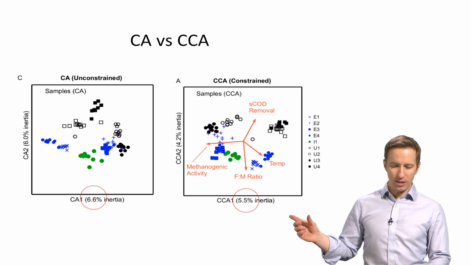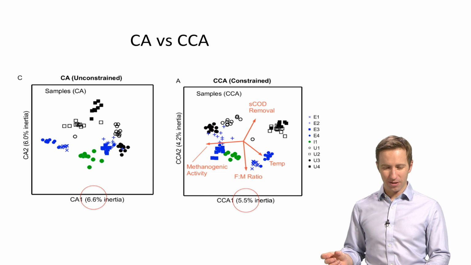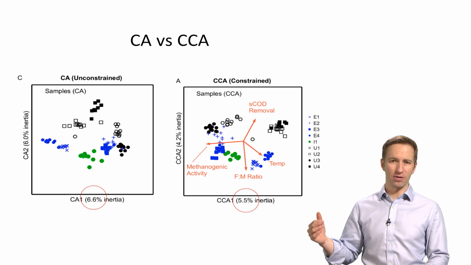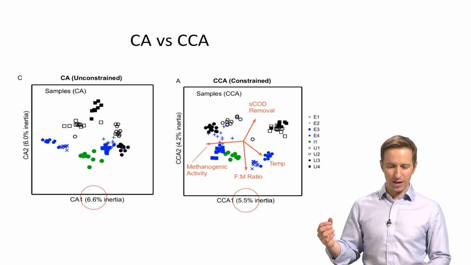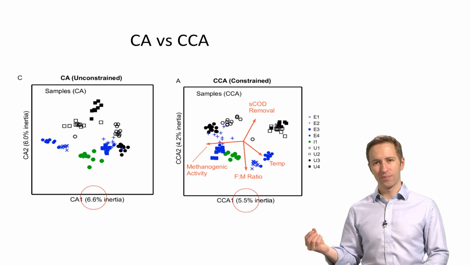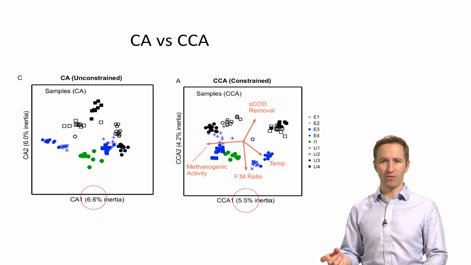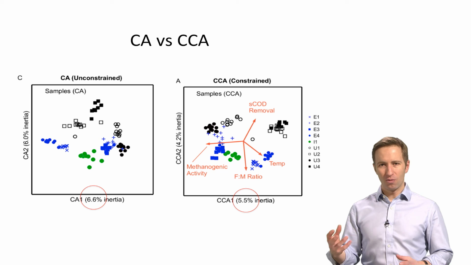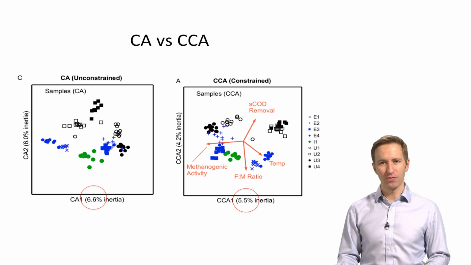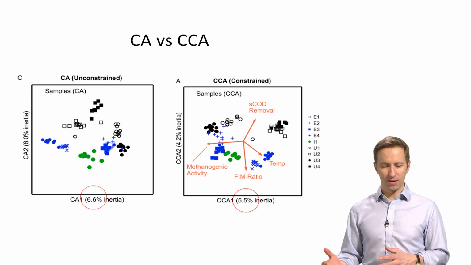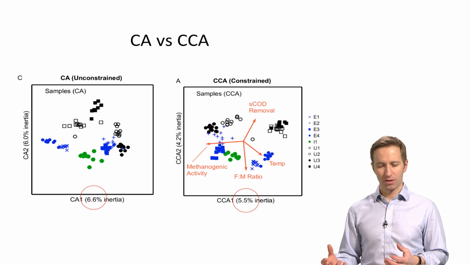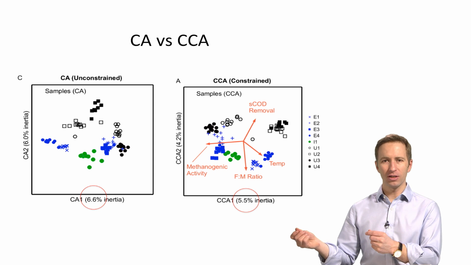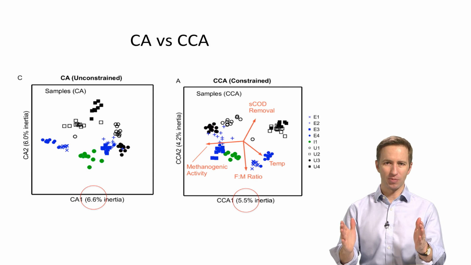And then we did constrained correspondence analysis using methanogenic activity, temperature, a few other metrics that we were measuring. And we saw that with just these 4 variables, we were able to explain 5.5% of the variance. So this meant that we were getting whatever it is, around 80% of the variance explained. In other words, indicating that these variables provided nearly the same explanatory power as an optimal gradient.